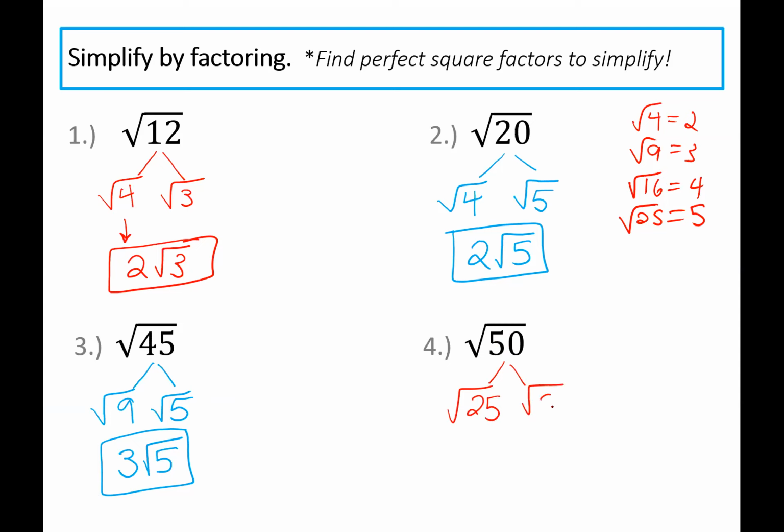Square root of 25 times square root of 2. The square root of 25, now that gets simplified to 5. And then this time the square root of 2 just stays where it is. Okay, we can't simplify that anymore.